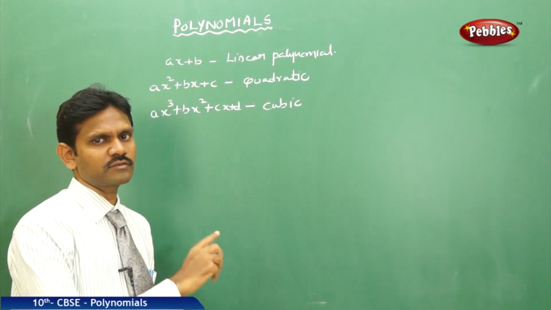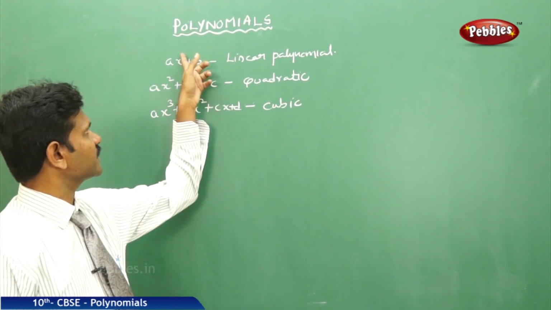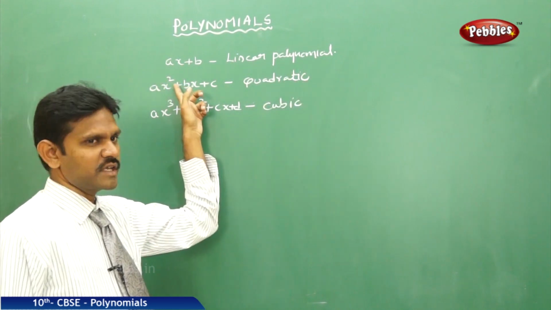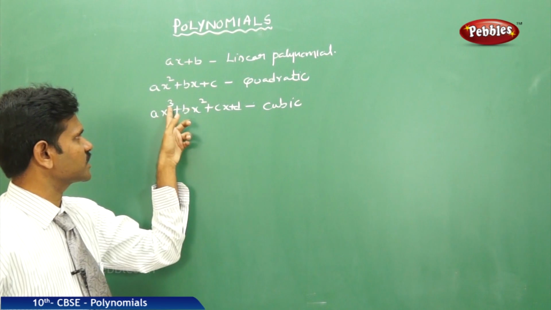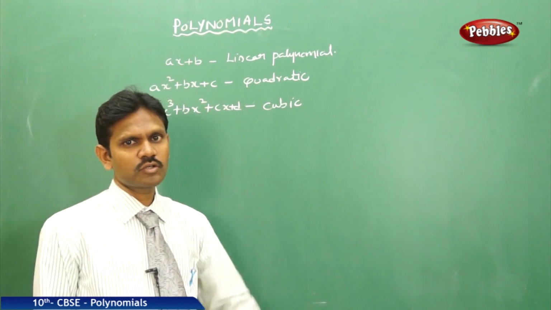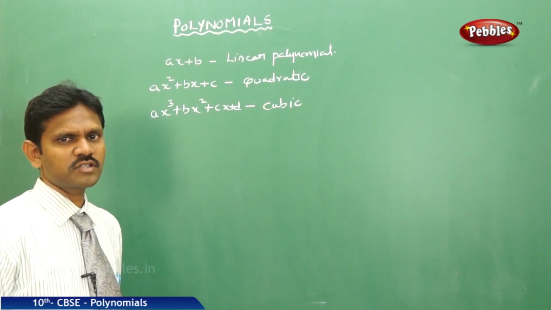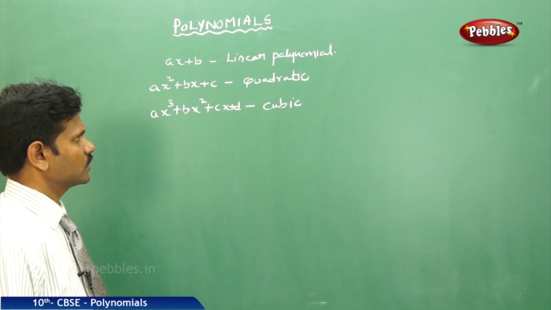According to the highest degree of the polynomial, we give it the name. Suppose the highest degree of the variable is 1, it is called a linear polynomial. If the highest degree is 2, it is called a quadratic polynomial. If the highest degree is 3, it is called a cubic polynomial. Okay, first of all, let us discuss how to find the zeros of a quadratic polynomial.